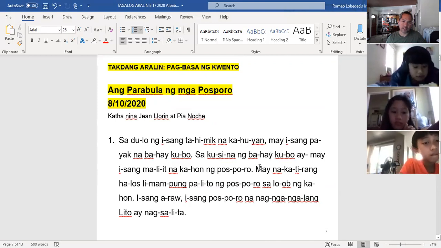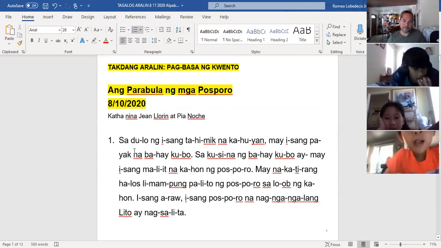So as a recitation. The title of this is Ang Parabola ng Mga Posporo, okay? So I'm going to read in Tagalog and then maybe later on you review it because I'm going to post the video so that you can follow along. Okay? So this is a stanza, paragraph number one.